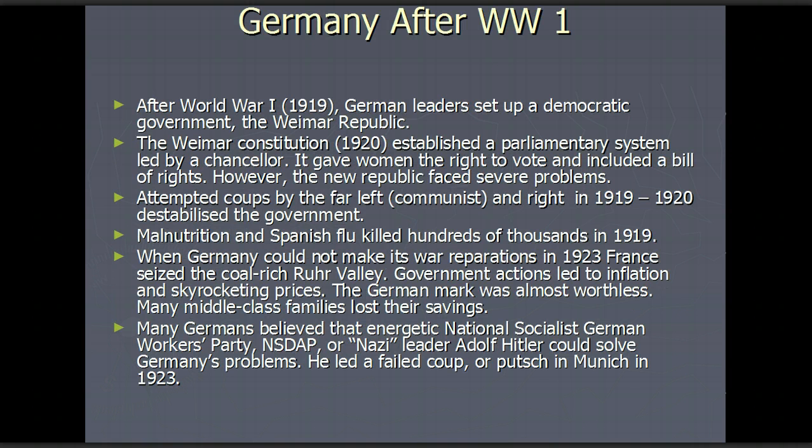Germany, on the other hand, also goes through revolution. It loses the war, then the Kaiser, their emperor, steps down, and you get a democratic government set up between 1918 and 1933.